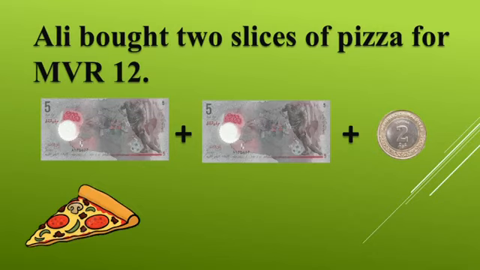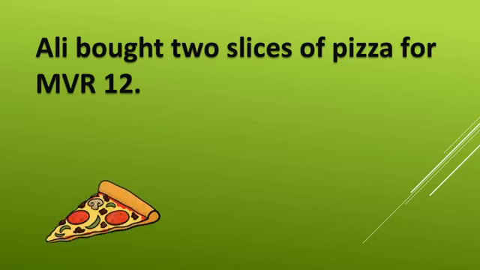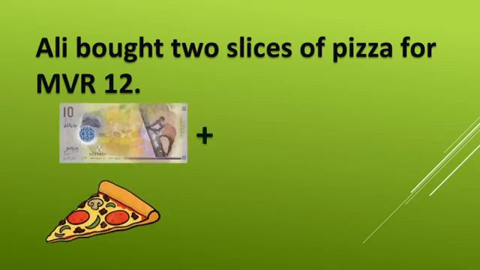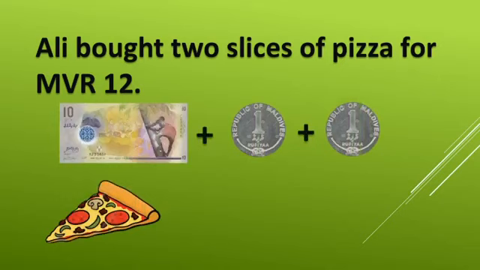This is one way we can partition 12 rupiah. This is the second way we can partition 12 rupiah. Okay, so we can use 10 rupiah and 2 coins of 1 rupiah. So this is the way we can partition 12 rupiah.